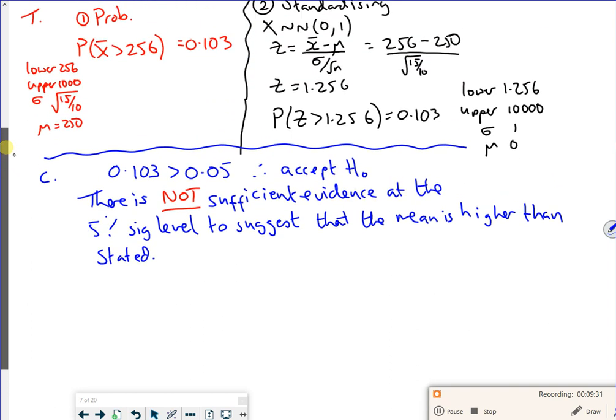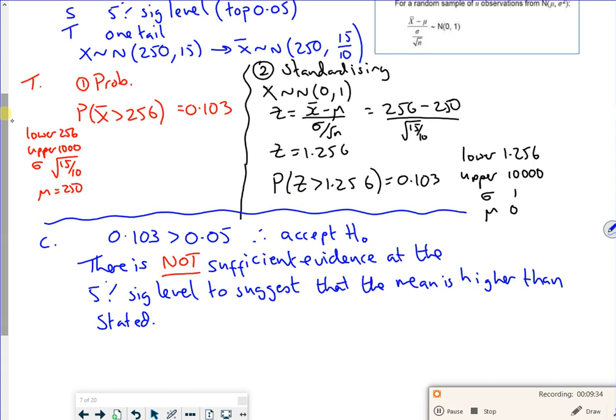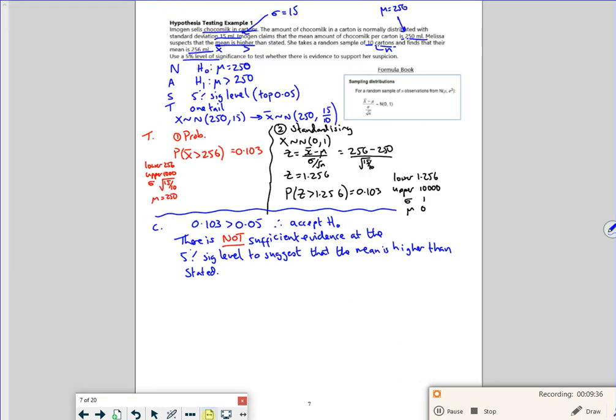So you've got a choice of doing either way. I'll put that on full page, see what it looks like. There is actually a third way, which does an inverse normal on the 0.05, the significance level. It gets a z value out or an x value out, and you test it against the 256 to see how far it is. Right, that's that one done. Well done, everybody.